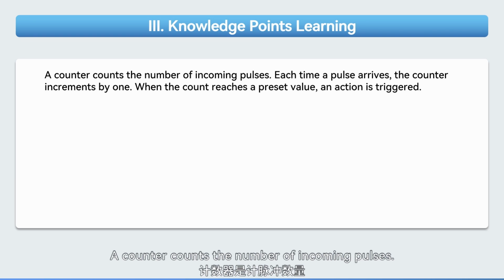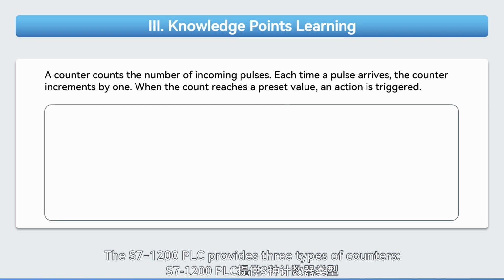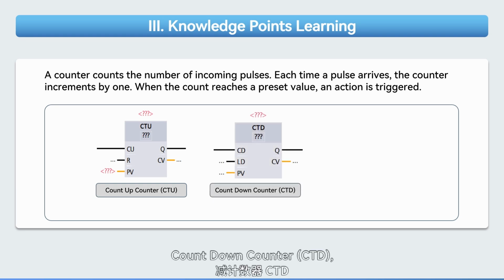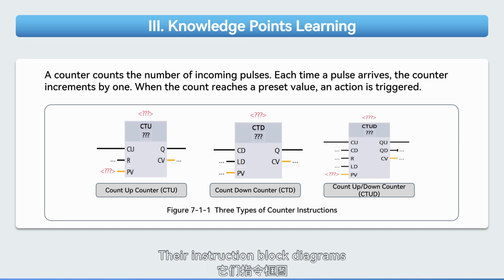A counter counts the number of incoming pulses. Each time a pulse arrives, the counter increments by 1. When the count reaches a preset value, an action is triggered. The S7-1200 PLC provides 3 types of counters: count up counter (CTU), count down counter (CTD), and count up/down counter (CTUD). Their instruction block diagrams are shown in Figure 7.1.1.